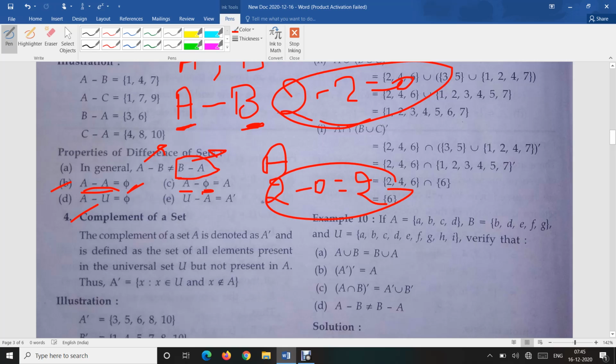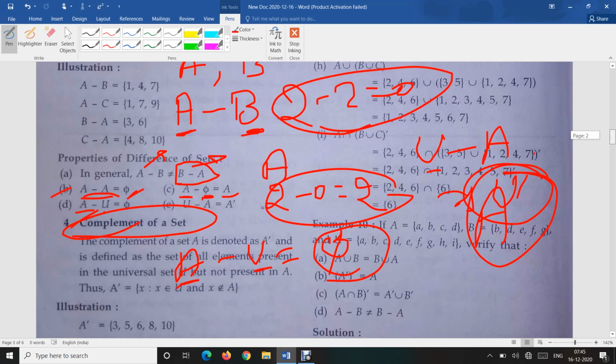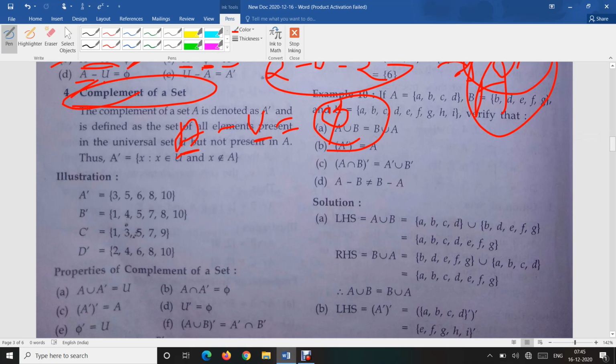So, if we subtract the null set from set A, it will be equal to A. A minus the universal set is equal to the null set, because if we subtract everything from something, then it will be nothing. But if we have U minus A, then it will be equal to A dash. This is the concept of dash, and this is called the complement of the set. If we want to find out the complement of any set, then we have to subtract that set from the universal set.